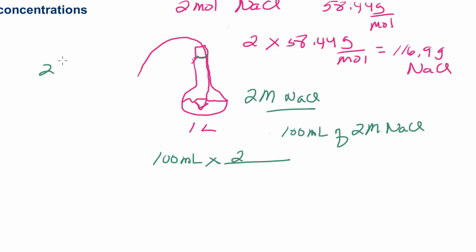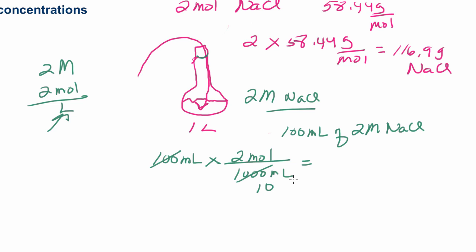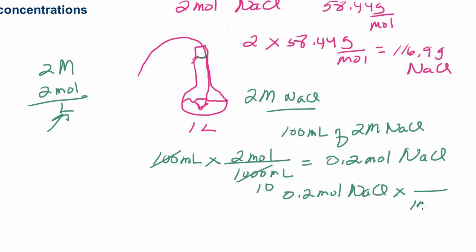2 molar can be written as 2 moles per liter. And what I could do is convert that to milliliters. So that'd be 2 moles per 1,000 milliliters. And 100 goes into 1,000 10 times. And 2 divided by 10 is 0.2 moles of sodium chloride. And for 0.2 moles of sodium chloride, we know that 1 mole is 58.44 grams.